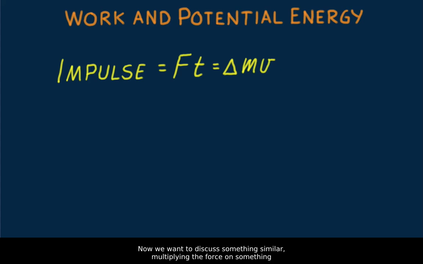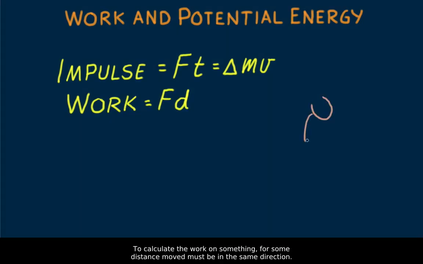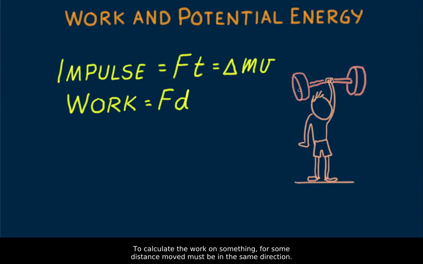Multiplying the force on something by the distance moved by that force. The quantity force times distance is called work. To calculate the work on something, force and distance moved must be in the same direction.